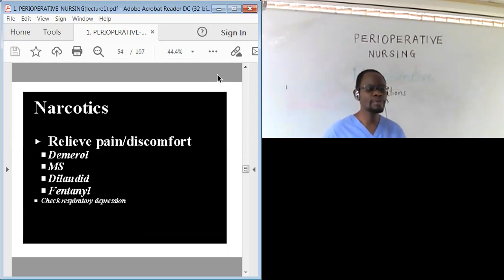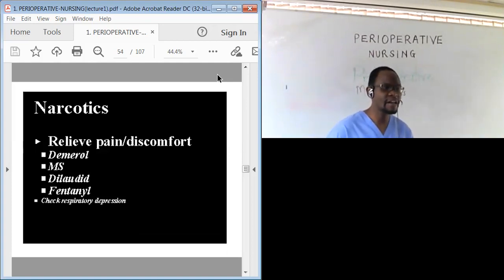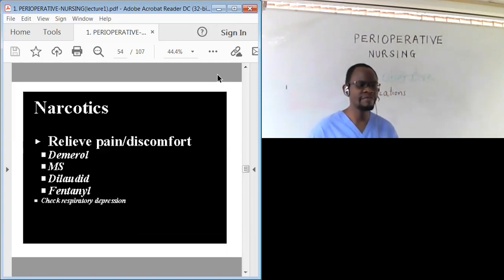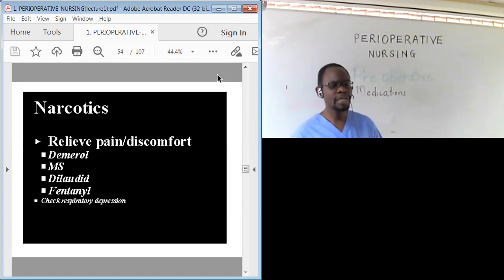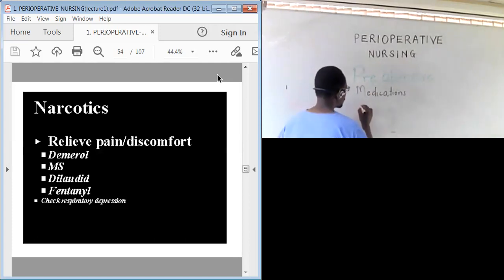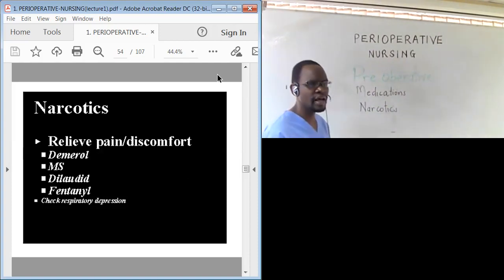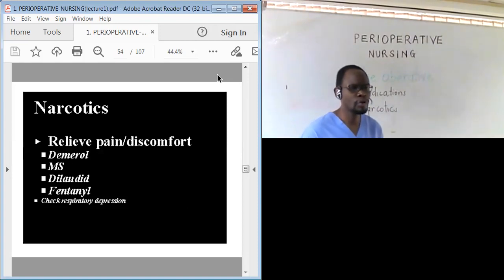Then we have those that help to relieve pain. The narcotics, we have examples like demerol, dilantin, morphine sulfate. Morphine sulfate, pethidine, these are very common, especially in relieving pain, and fentanyl. But as you give these, especially narcotics or opioids, it is very important that you check the respiratory system, because they tend to depress the respiratory system. So basically, those are the opioids or narcotics.